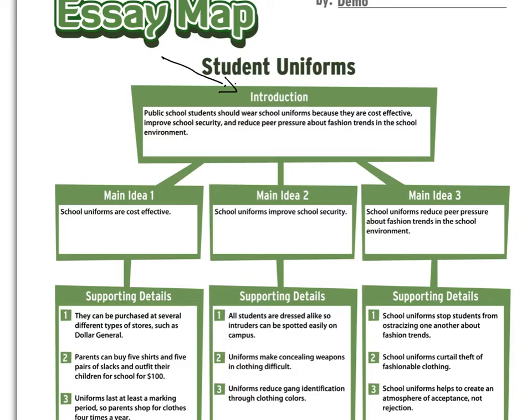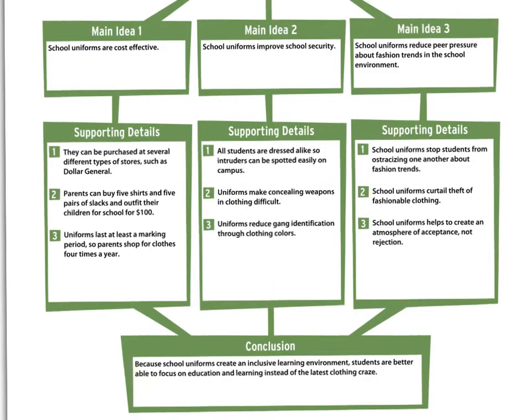Notice how each idea, you see cost effective, here's the first one, is represented here. Here's the second one, school security, and here's the third one, peer pressure. Each idea in the thesis statement becomes a main idea for your paper, and the main ideas become body paragraphs. We'll talk about that in just a moment. Now that we have each of the main ideas separated into 3 body paragraphs, we can see how each paragraph is going to be developed.